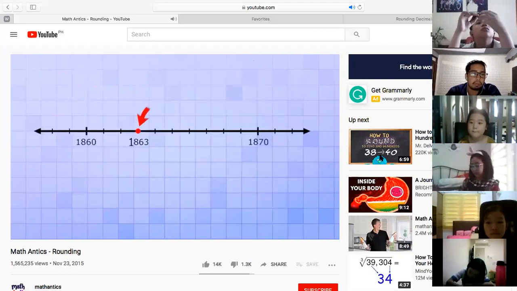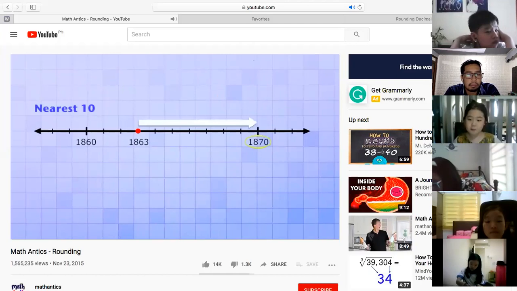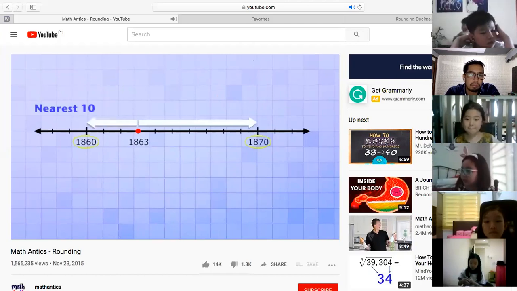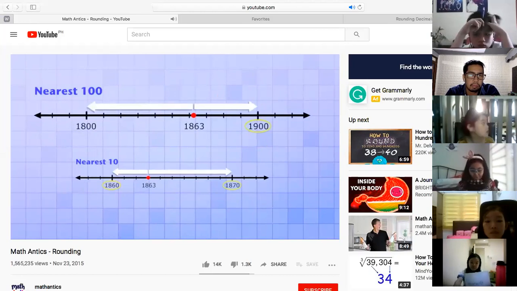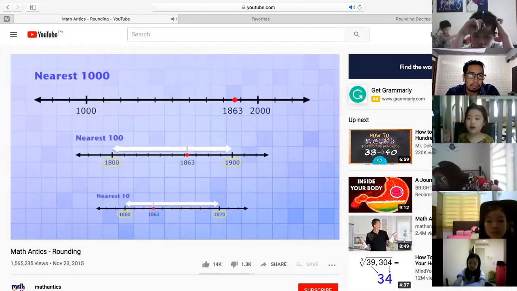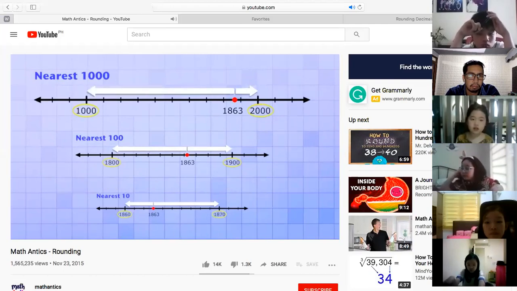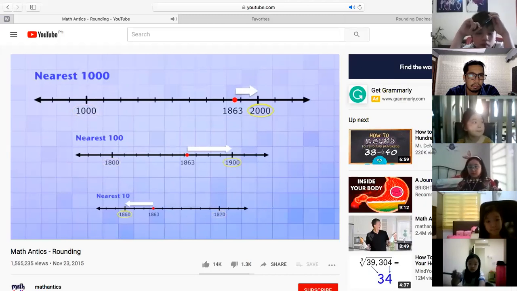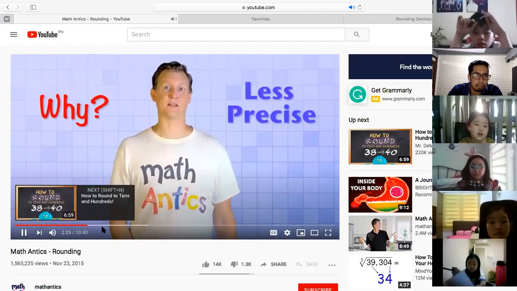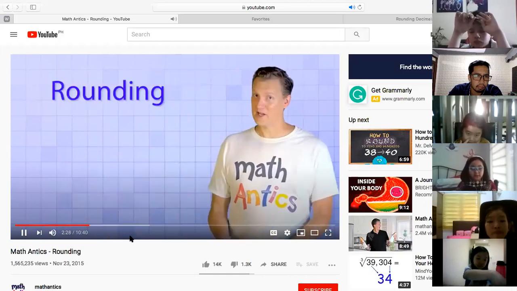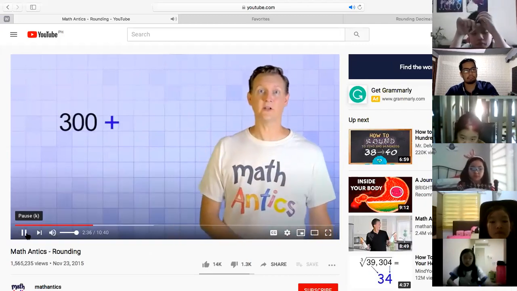A really good way to understand what's going on when you round a number is to look at a number line. Here's 1,863. If we want to round it to the nearest 10, we need to decide if it goes up to 1,870 or down to 1,860. But if we want to round it to the nearest 100, we need to decide if it goes up to 1,900 or down to 1,800. And if we want to round it to the nearest 1,000, we need to decide if it goes up to 2,000 or down to 1,000. And in each case, the decision was based on which round number was closer to the original exact number. But you might be wondering, why would we ever want to make a number less precise in the first place? What is rounding good for? Well, rounding numbers can often make them a lot easier to do calculations with. Like, it would be a lot easier to quickly add 305.